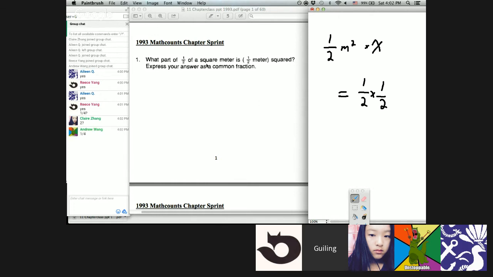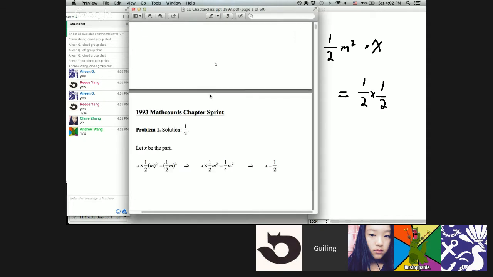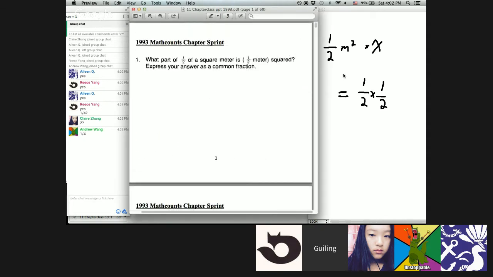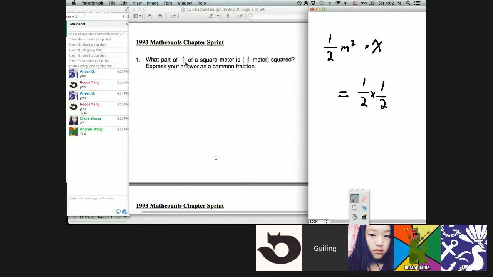You get what I see? So, good try. It's not 1/4 or 2. Yeah. So the point of this one is you have to read carefully. So 1/2 of a square meter is just this. And then 1/2 meter squared is actually equal to this, 1/2 meter times 1/2 meter.